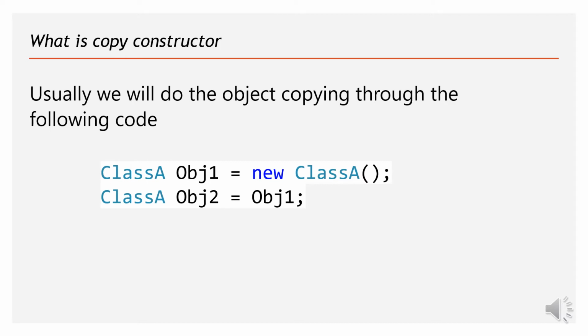Class A, obj1 equal to new class A. So if you want to copy the obj1 properties and the data to another object, we'll simply create class A obj2 equal to obj1. But this code will not work as expected if the developer wants to work differently with obj1 and obj2 for two different operations, as this code will copy the reference of obj1. That means whatever changes are made to any of the two objects will affect both objects, or all the objects which are copied.